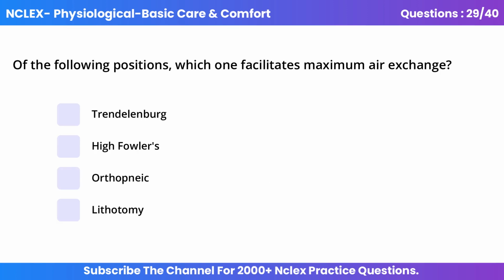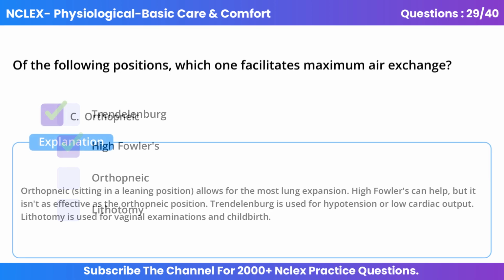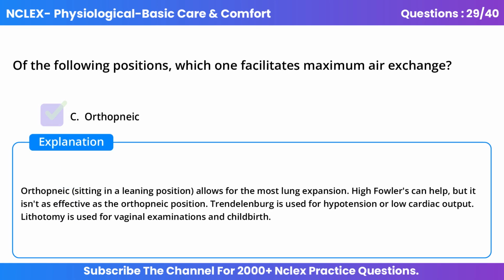Question 29. Of the following positions, which one facilitates maximum air exchange? B. Orthopneic. Orthopneic, sitting in a leaning position, allows for the most lung expansion. High Fowler's can help, but it isn't as effective as the orthopneic position. Trendelenburg is used for hypotension or low cardiac output. Lithotomy is used for vaginal examinations and childbirth.